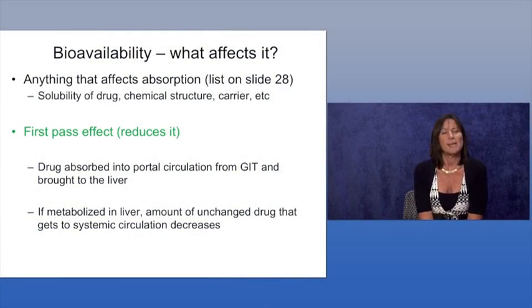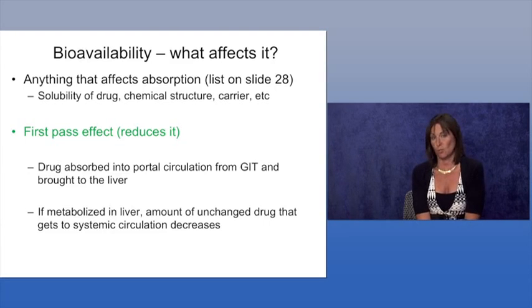that is going to determine how much drug actually gets to the liver first of all. So the solubility of the drug, the chemical structure of the drug, the existence of a carrier mechanism, the presence of food in the stomach, the blood supply to the stomach, all those elements that are listed on slide 28. The second thing that is going to affect the bioavailability is how much of the drug is going to be subject to first pass metabolism.